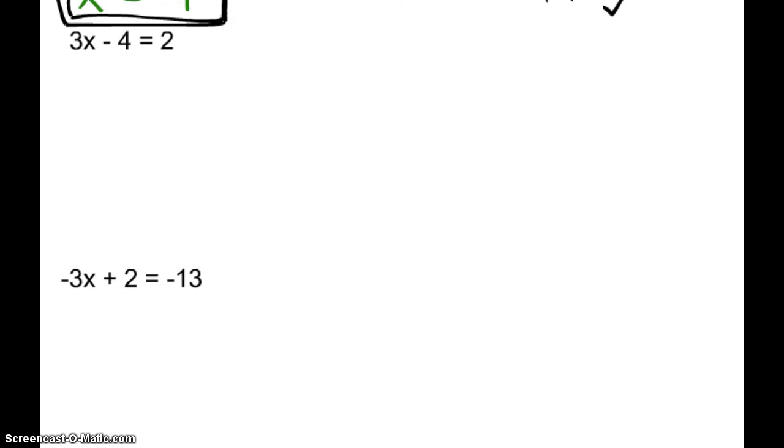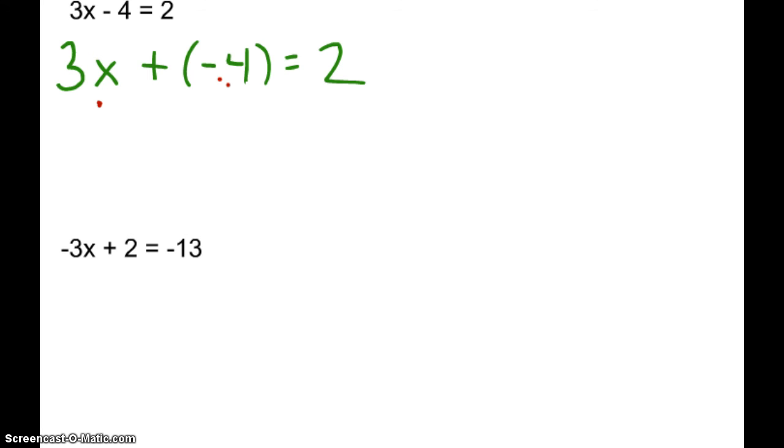Alright, write down this next problem. 3x minus 4 equals 2. So the first thing we need to look at is, let's change 3x minus 4. Let's add the opposite of negative 4. So 3x plus negative 4 equals 2. So we have to isolate our x's. We have to get our x's both on one side. So we're paying attention to the left side of the equation.